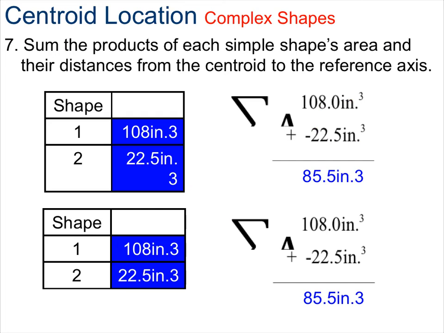Now in step 7, you're going to sum the products of each of those simple shapes' area and their distances from the centroid to the reference axis. So I got 108 cubic inches plus negative 22.5 cubic inches, which gives me my 85.5 cubic inches. And then if I do it again with the second table, 108 cubic inches plus a negative 22.5 cubic inches gives me again that value of 85.5 cubic inches. And those two values should look similar because they match up with what we found using that first process.